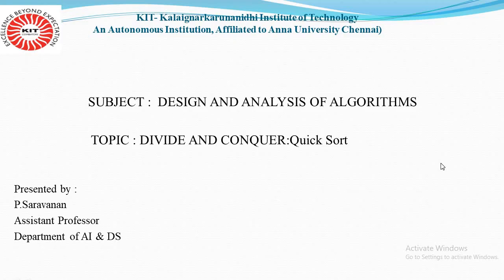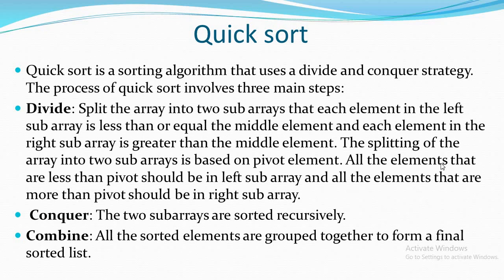Today I am going to handle the subject Design and Analysis of Algorithms. The topic is Quicksort using the divide and conquer method. So, what is Quicksort? Quicksort is a sorting algorithm that uses the divide and conquer strategy. The process of Quicksort involves three main steps.